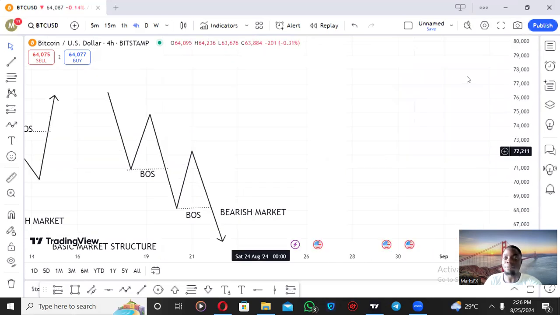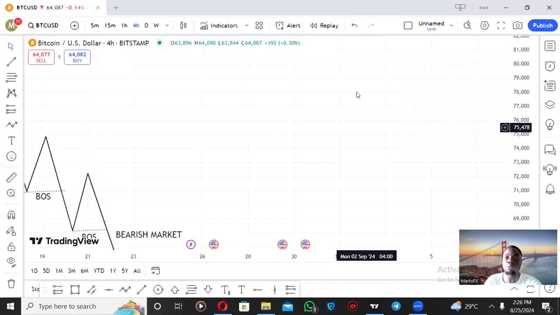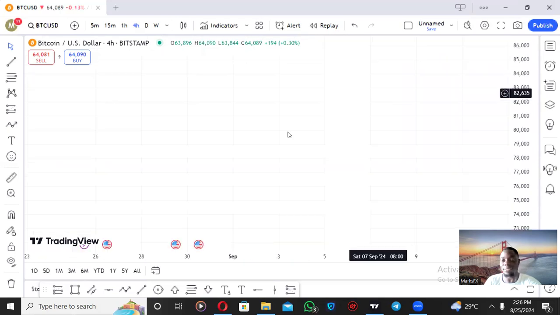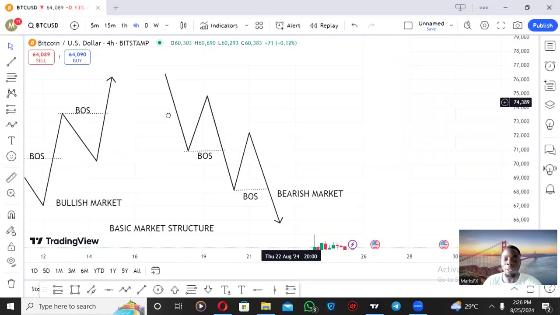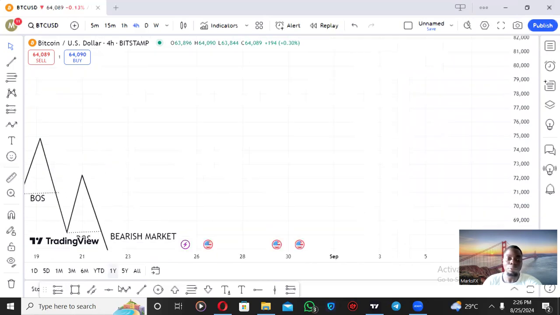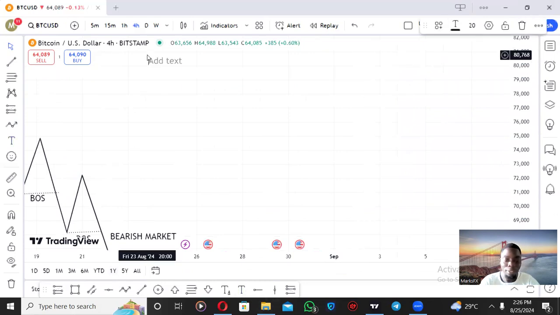Now let's look at advanced market structure. Before we actually move to that, that's what we call time frame analysis. Let me stay around this premise. That's what we call time frame analysis. Let me break it down. Now, time frame analysis.